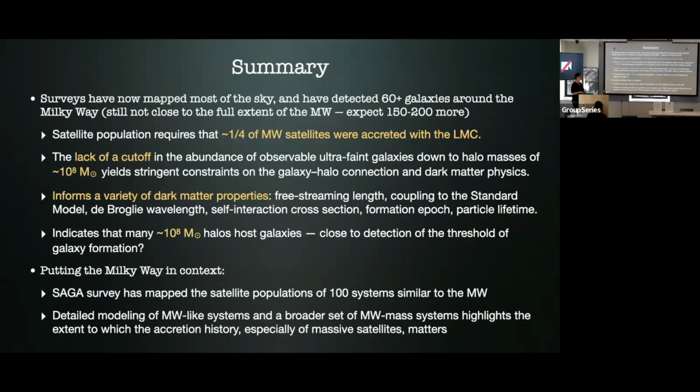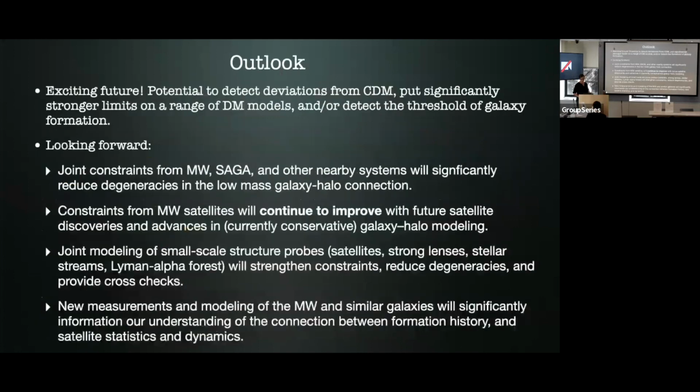I think the SAGA survey really helps put the Milky Way into context by looking at these satellite populations of 100 systems, and detailed modeling of Milky Way-like systems and a broader set of Milky Way mass systems can really highlight the extent to which the accretion history of massive satellites matters. So I think this is a really exciting future.